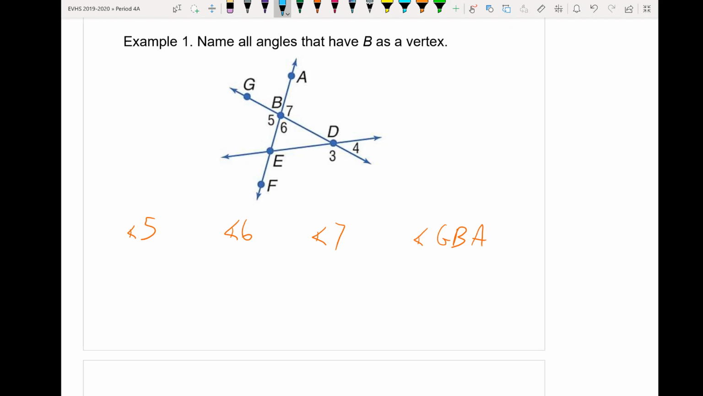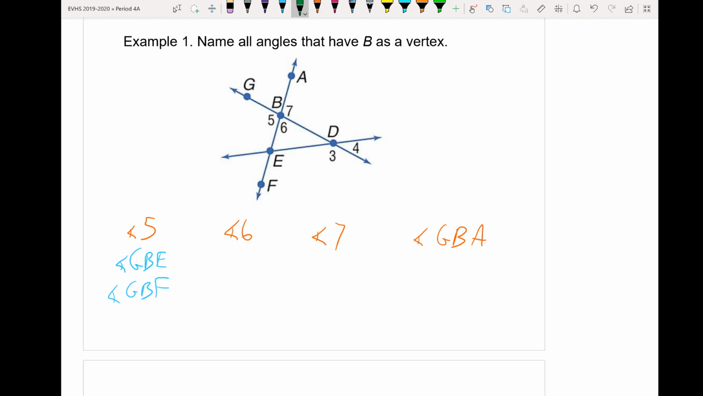Now, we're not always going to do this, but just for the sake of being complete here, just like line segments, just like lines can have multiple names, angles can too. So what would be another name for angle 5? GBE, as well as angle GBF. Because ray BE and ray BF are the same thing, so you could use either one, E or F, to name the line, or to name the angle.